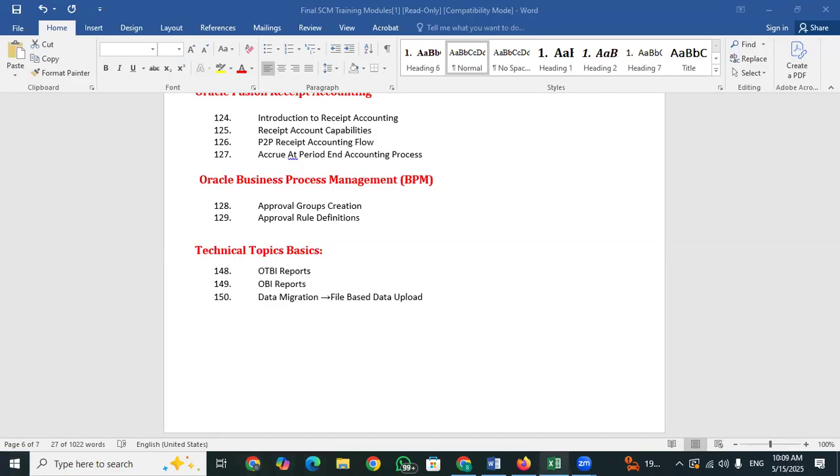In the PO, is the complex PO scenario also covered? Yes, complex PO also comes. Complex PO, consignment PO, blanket PO, CPA. There are different types of purchase orders, and we will also cover those.